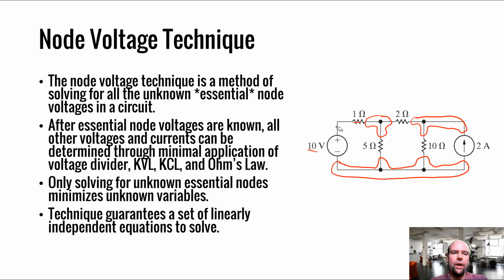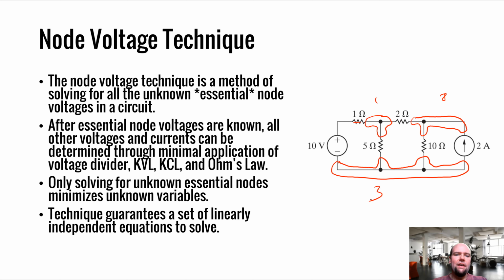And basically the way node voltage works is once you use this technique to solve for all the voltages at these essential nodes, once you know that, you can find anything else in the circuit fairly easily. So once you know all of these core fundamental voltages around your system, finding the other stuff is kind of like maybe a little KVL, KCL, maybe a little Ohm's law, a little power equation, something, right? It's not too much work after that.